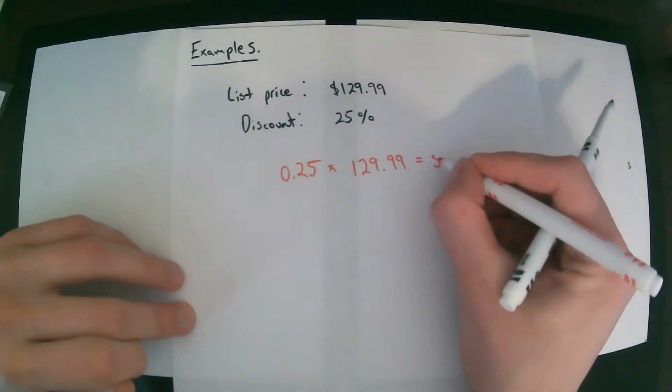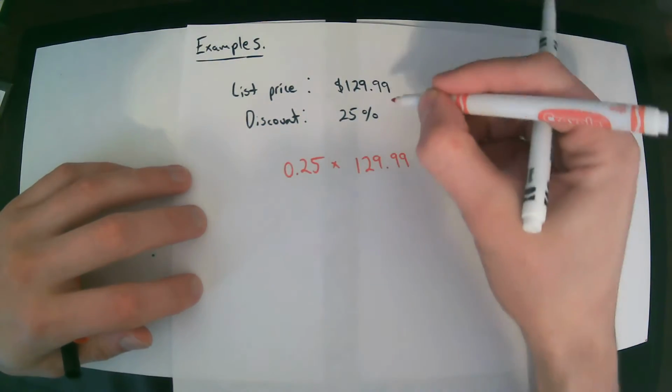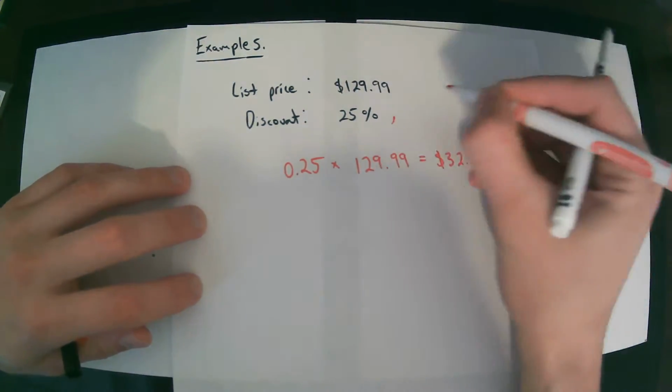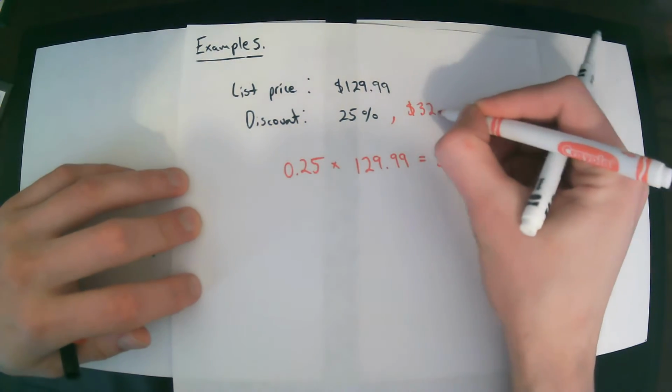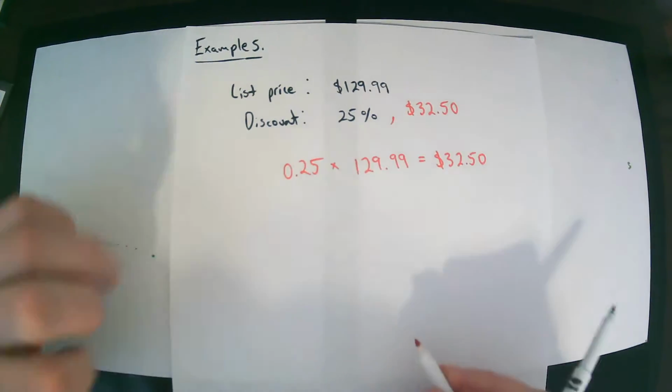We're getting $32.50. That's the discount. So I could say the discount is 25% of that. In other words, if you wrote it as a dollar amount, if you're thinking of the discount as a dollar amount, there it is. That's critical to this problem.